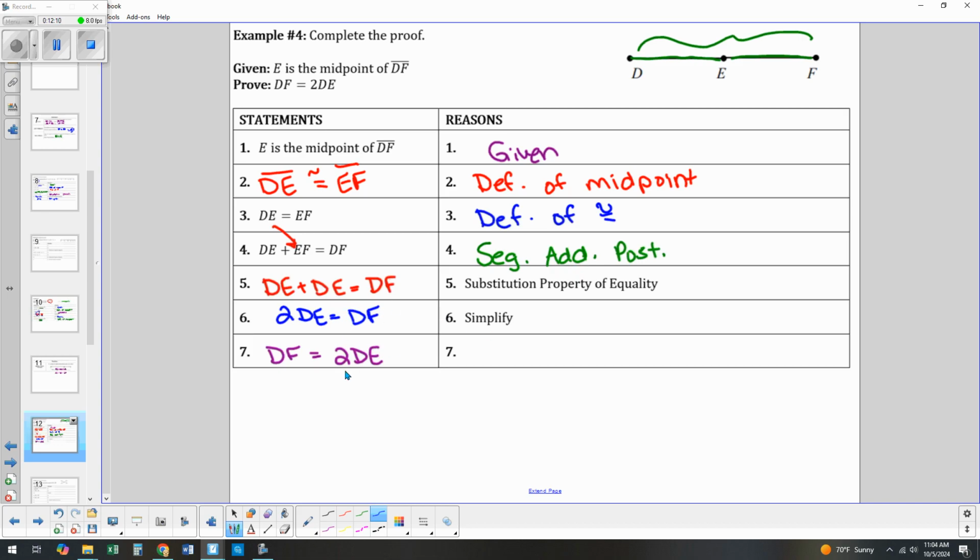And now I have the same statement here. I have 2 times DE equals DF, and now DF equals 2 times DE. So we've switched the order, right? We've looked at our symmetry. So that is the symmetric property.